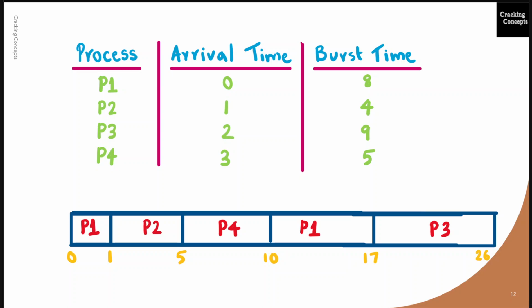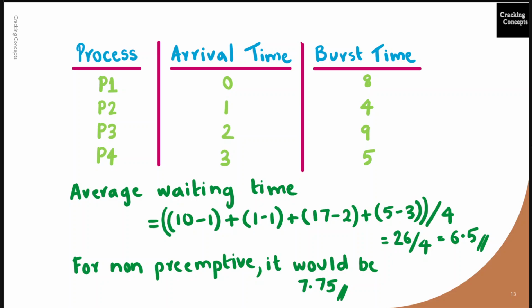And then we have it for P3. P3 arrived at time 2. So it actually started execution at 17. 17 minus 2. And for P4, it is 5 minus 3. So summing it up and dividing by 4, we'll get the value 26 by 4, which is 6.5 milliseconds. Now non-preemptive SJF scheduling would result in an average waiting time of 7.75 milliseconds.